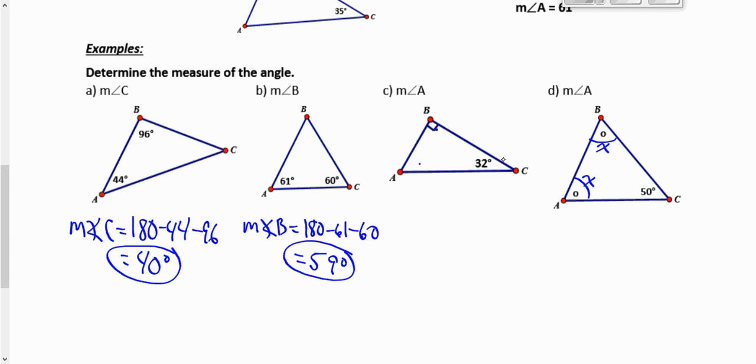The other 90, right? So couldn't we just do measure of angle A equals 90 minus 32? Could we do that? We get the same answer? Yeah. What was it? 58. 58 degrees, okay? You get that? You got one angle's a right angle, you gotta have 90 left for the other ones. Now in D, I do want an equation, okay? With x's in it. What would that equation be here?